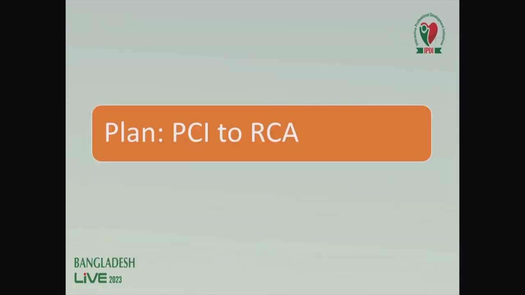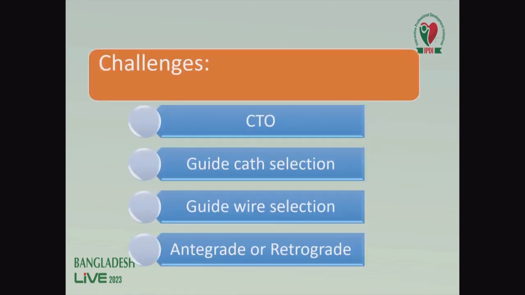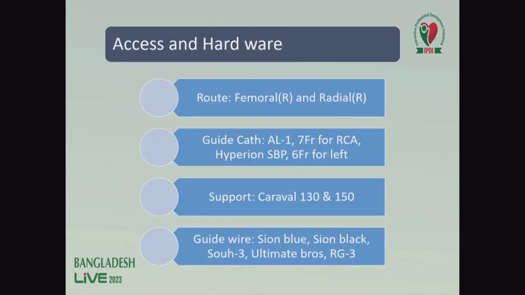So what to do? Our plan is PCI to RCA. The challenges to overcome: this is a CTO lesion, and the selection of guide catheter, whether we approach antegrade or retrograde. We accessed through the right femoral and right radial. Guide catheters were 7 French for RCA and Hyperion SVP 6 French for left. Along with Corsair, the guide wires were Sion Blue, Sion Black, SO3, Ultimate Bros, and RG3.